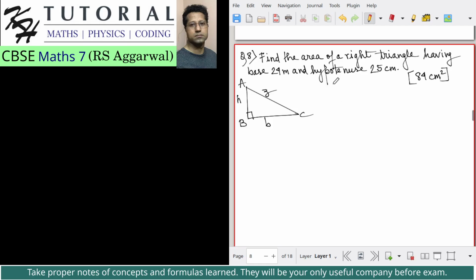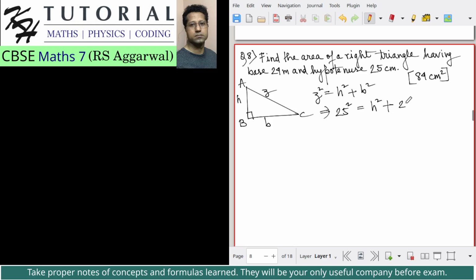So we know that in a right angle triangle, hypotenuse square is equal to the sum of the squares of the two arms, that is h square plus b square. Now hypotenuse is given to be 25. So we have 25 square is equal to, we don't know the height, so this is height square, and base is given to be 24 meter.